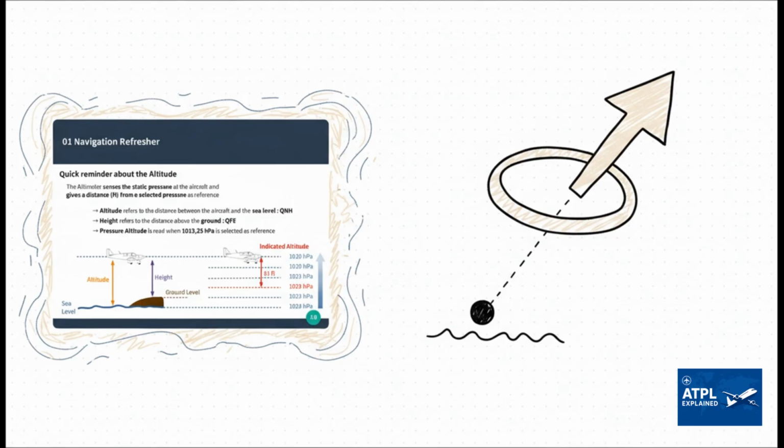Altitude, using the QNH setting, is your vertical distance from mean sea level. Height, with the QFE setting, is how far you are from the ground directly underneath you. Two different measurements, two very different purposes.